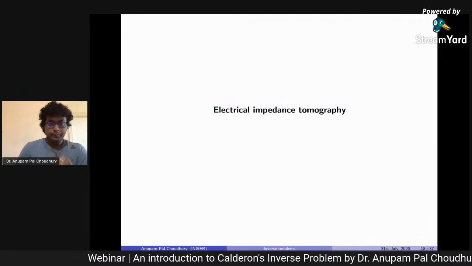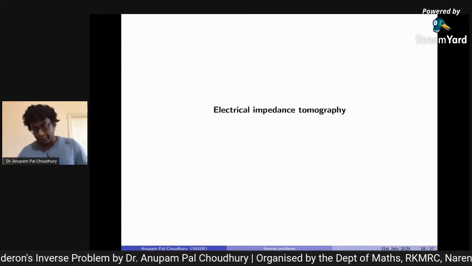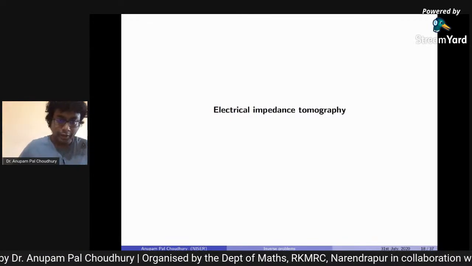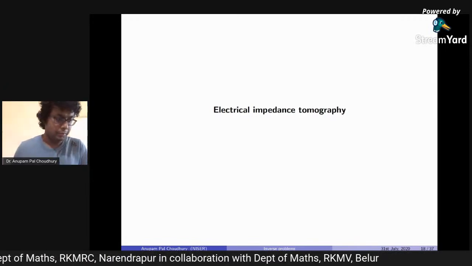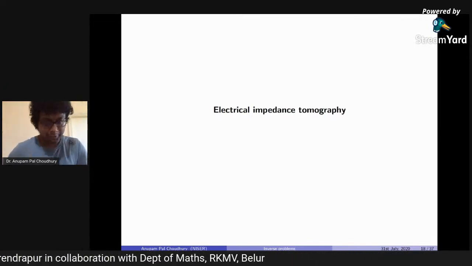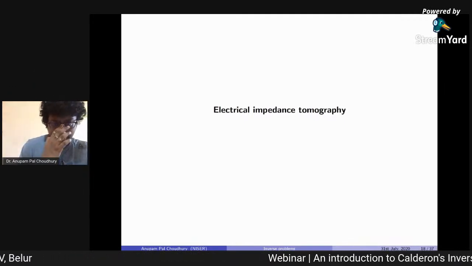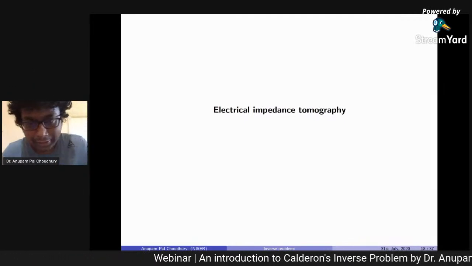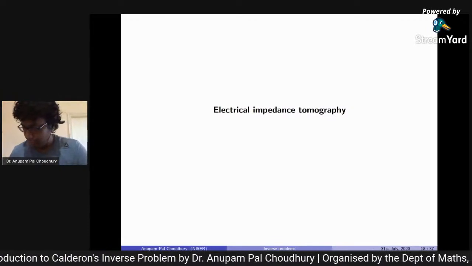So essentially this is the first part of the talk, and let me move on to the second part, which is about electrical impedance tomography and Calderon's problem. This is going to be slightly mathematical again, but some very interesting mathematical ideas go into this one.